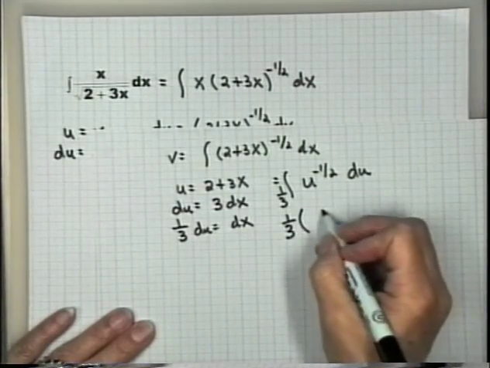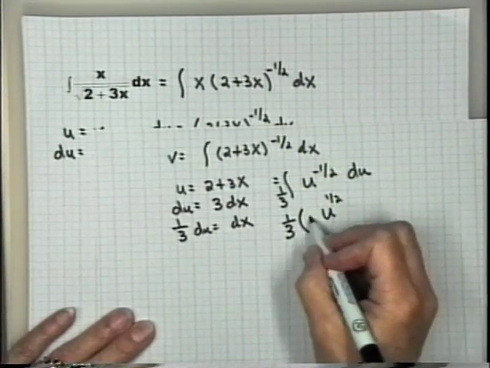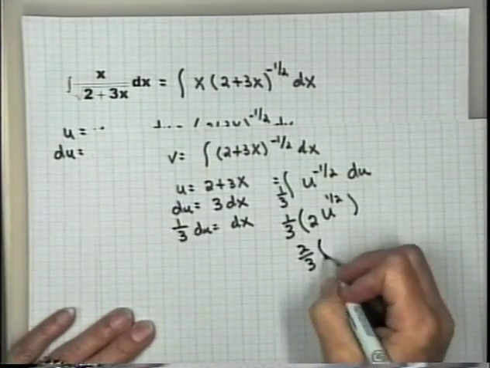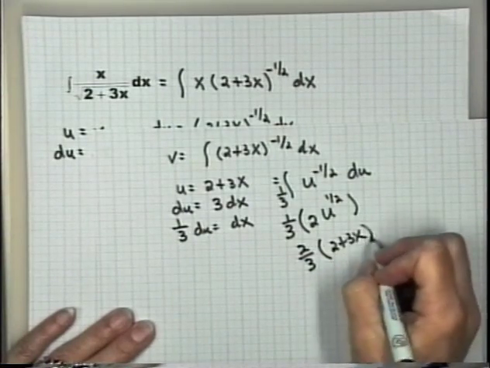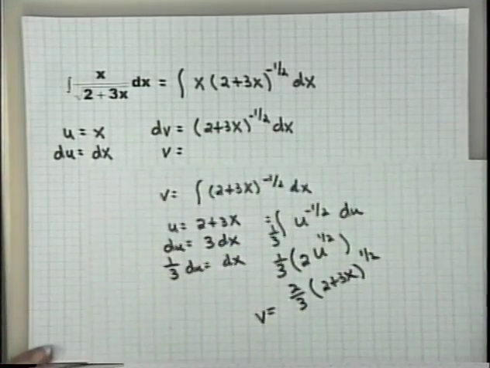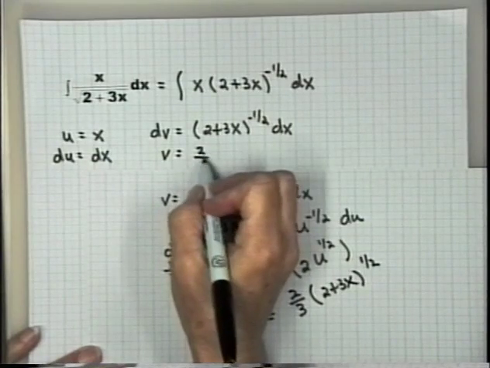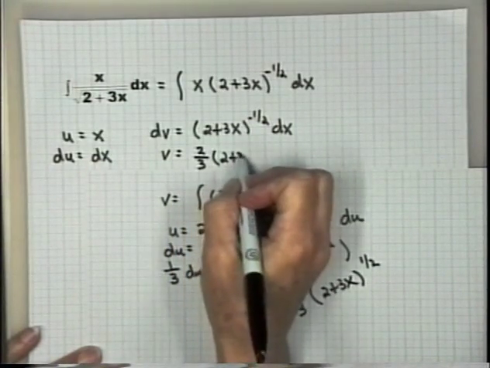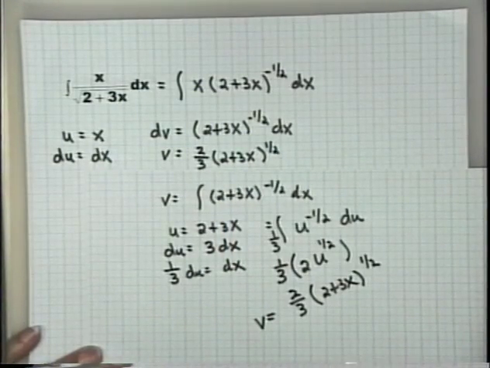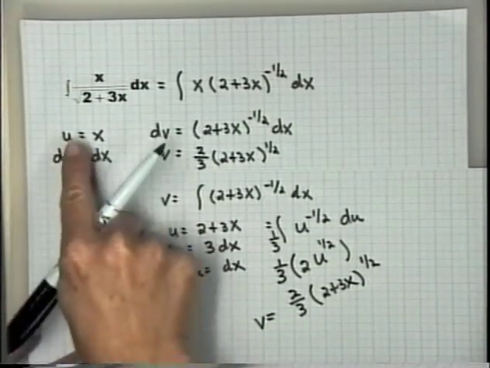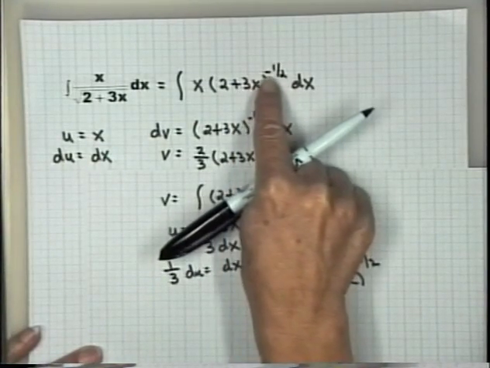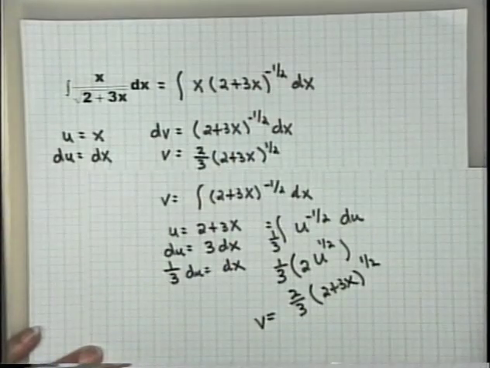So bring down your 1/3. If you add 1 to this exponent, you have positive 1/2, which places a 2 in front. So multiplying this, we have 2/3, and then u was 2 plus 3x to the 1/2. This will be our v. So although that was rather difficult to find, we could find it. Remember, one of your guidelines was to let dv be as complicated as it can be, and yet you are able to find an antiderivative. And certainly the du got easier. If I had let this part be u, when I take the derivative, if you think about that, you'd have to use the chain rule, and it would get really ugly.